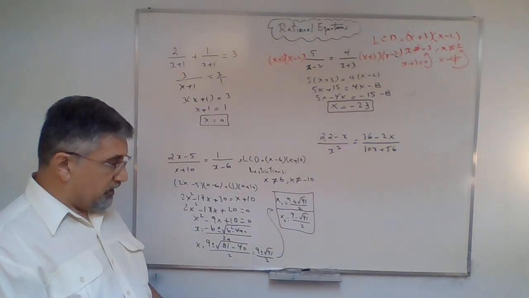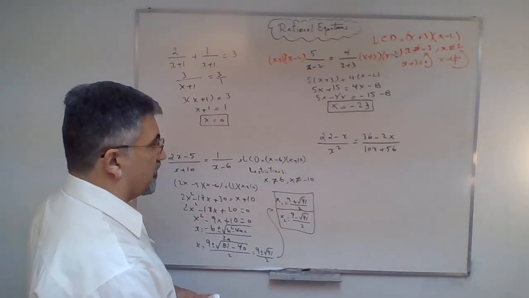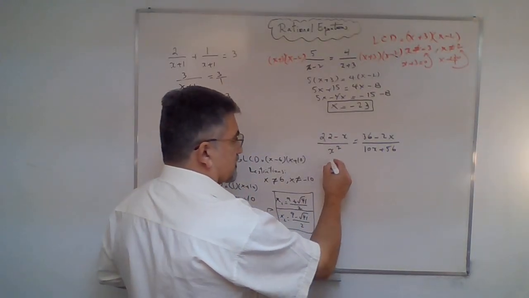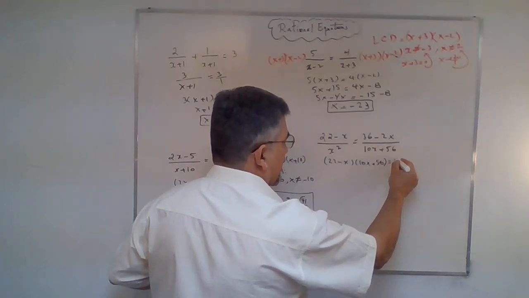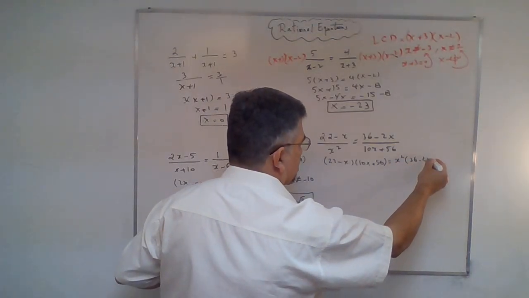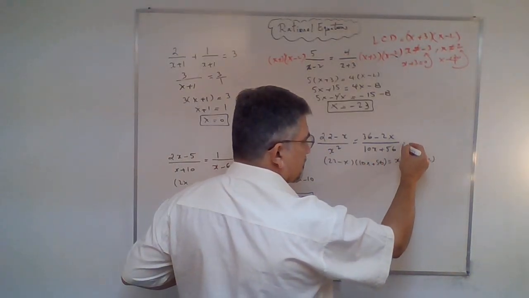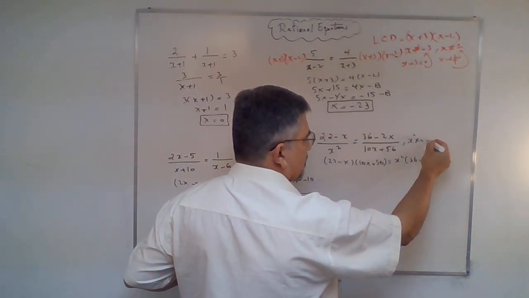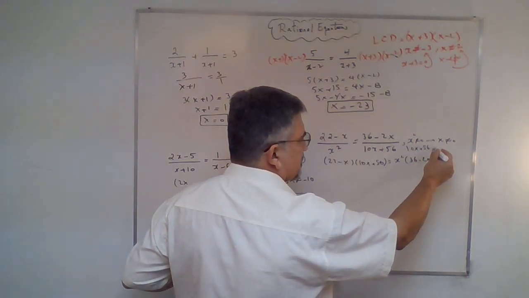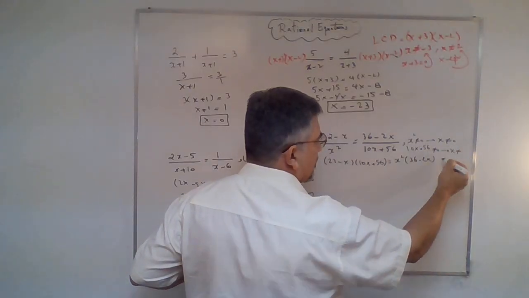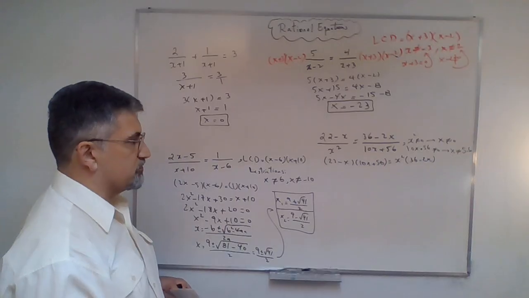The next one here, we have another rational equation to solve. So again, if you go by the cross multiplication method, we get x squared times 36 minus 2x, okay? And again, we're going to say the denominators are not 0, so x squared cannot equal 0, which means that x cannot equal 0, and 10x plus 56 cannot equal 0, which means x cannot equal negative 5.6 actually. These are the restrictions, right?